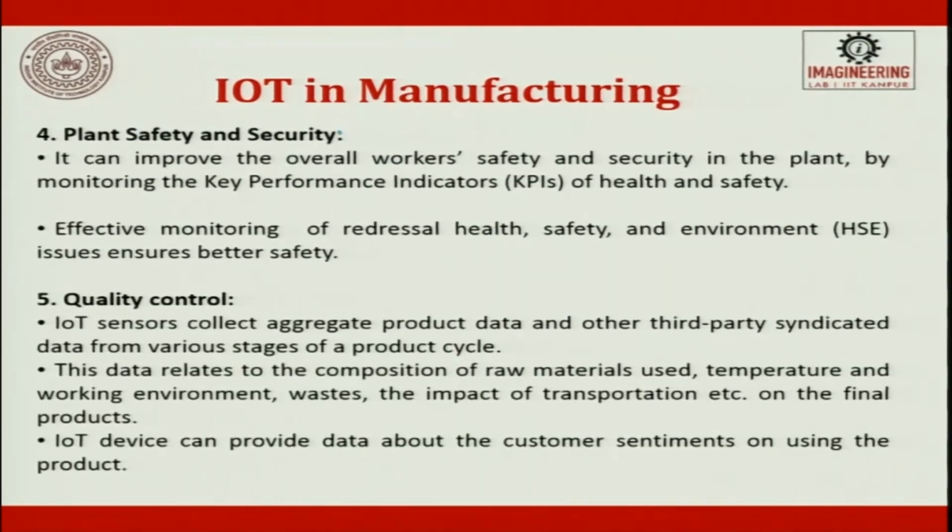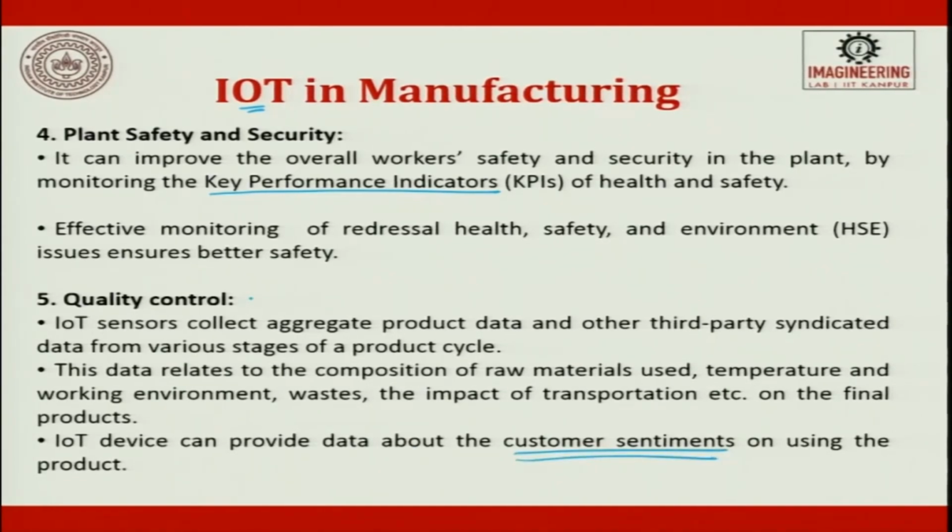Plant safety and security is also part of IoT in manufacturing. It can improve the overall worker safety and security in the plant by monitoring key performance indicators. It is a ratio of health and safety inside the factory. Effective monitoring and redressal of health, safety and environment issues ensures better safety inside the factory. Quality control is also done by using IoT in manufacturing. See, IoT devices can provide data about customer sentiments on using the product. Sentiments are also part of quality.